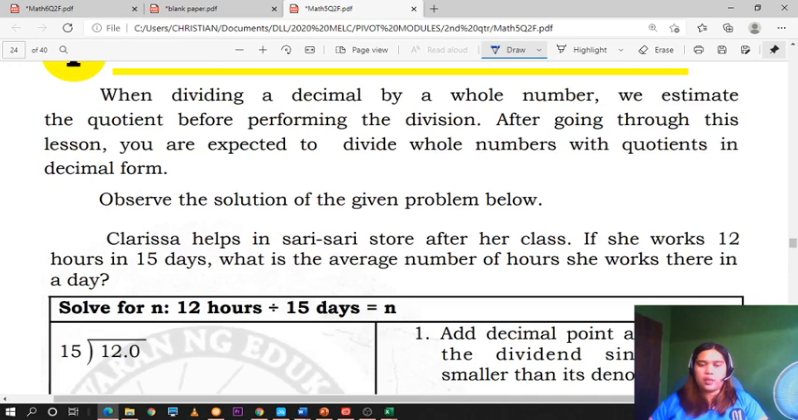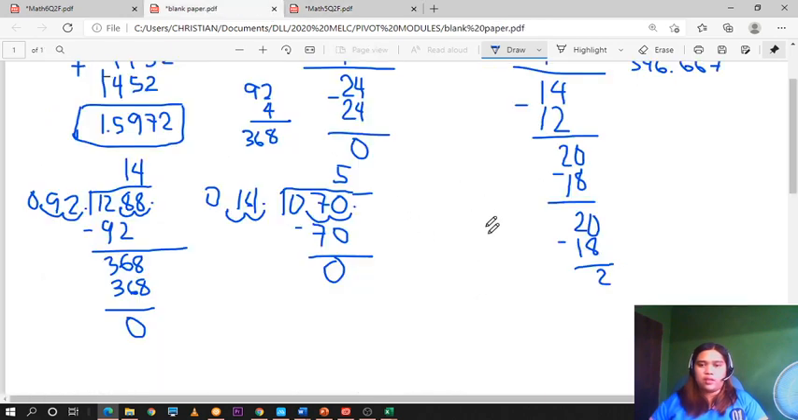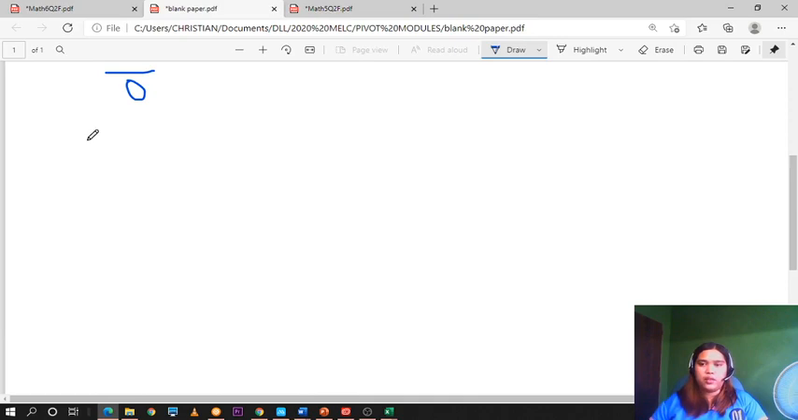So, Clarissa helps in Sari-Sari store after her class. If she works 12 hours in 15 days, what is the average number of hours she worked there in a day? So, sa loob ng 15 days, nagtatrabaho si Clarissa sa loob ng 12 hours in 15 days. So, ano daw yung average nun sa isang araw? Kung 12 hours siya sa loob ng 15 days. So, we are going to divide 12 hours by 15. Kasi 12 hours nagtatrabaho sa loob ng 15 days.